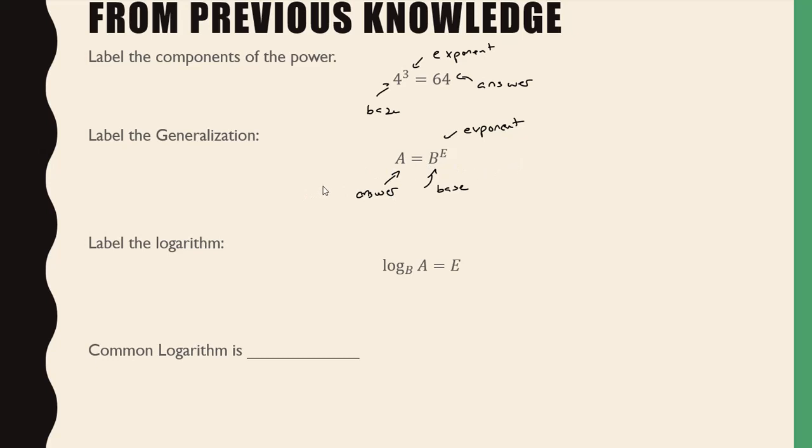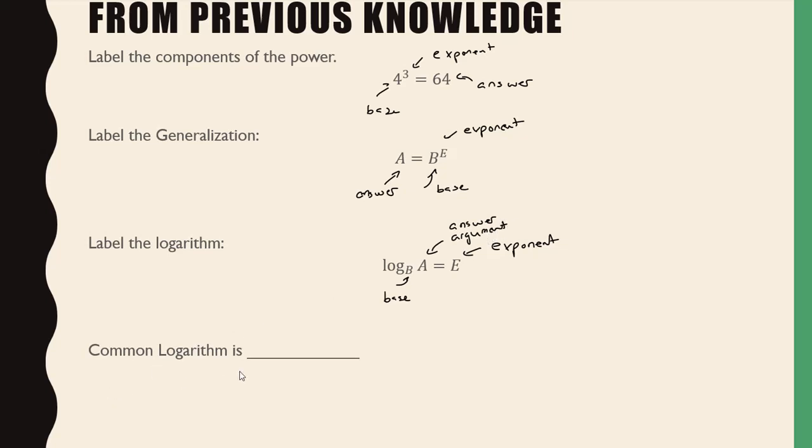Now when we look at the logarithm, you can see that these are just mixed around a little bit. So we have log base b of a equals e. So our answer in this case is our exponent. And we generally use logarithms when we're looking for a missing exponent or the variables in the exponent. We have our base b and it's in the subscript, and then our answer is in front of that. Now, sometimes that's also called an argument.